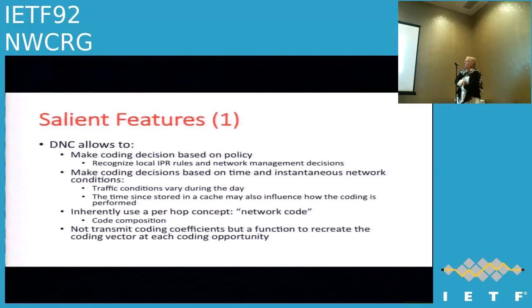Do you need to re-encode, or I haven't signed it, so leave it out. So essentially, how the coding is performed. We also want it inherently to be a per hop concept. We want it to be a network code, and what my friend Muriel calls code composition. And we do not want, like some of the suggestions that were made on the list, to transmit any coding coefficients, but a function that will allow us to recreate coding vectors at each coding opportunity.